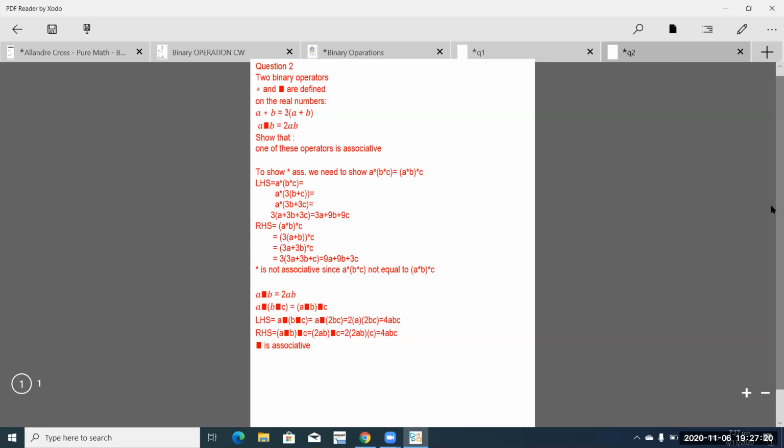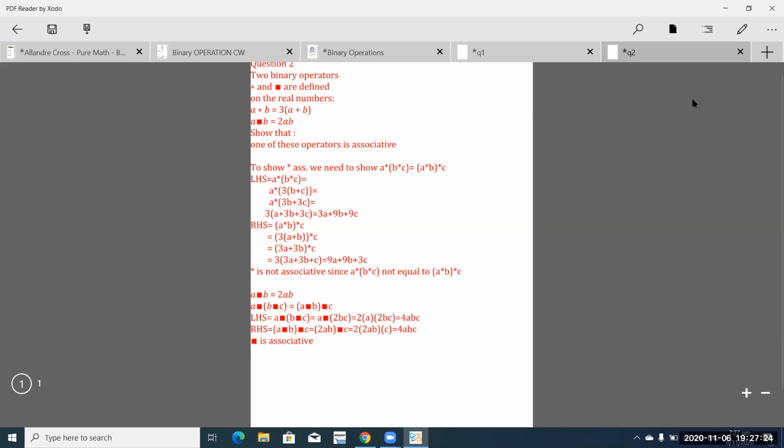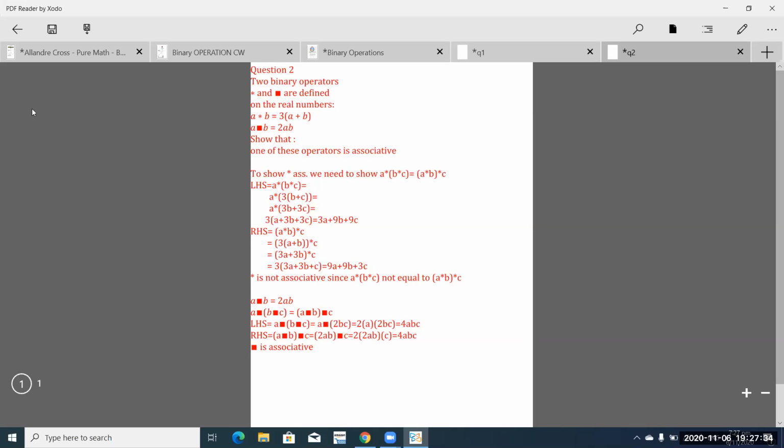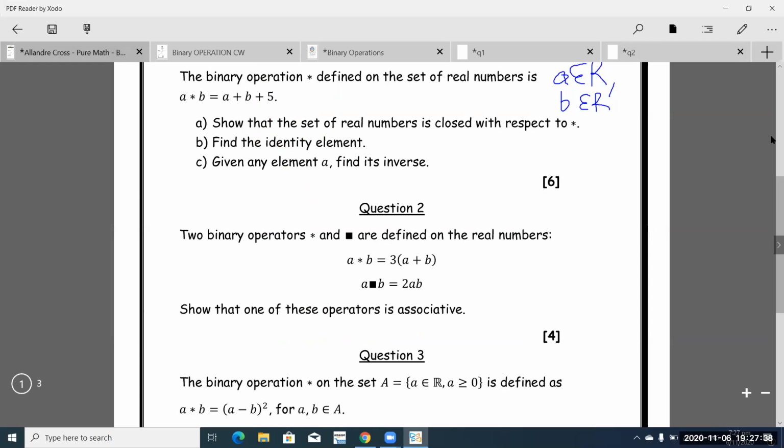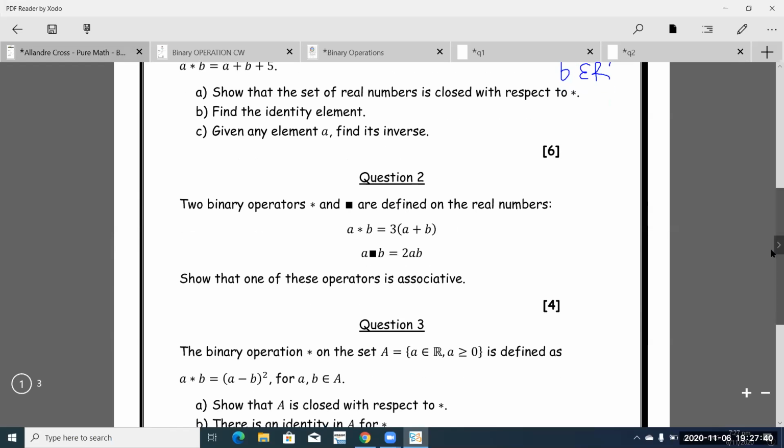All right, so I'm just trying to fill all the space now. So this is it, all the questions showing now. So we've shown that this one is associative and this is question 2. All right, so now let's look at the next question, question 3.